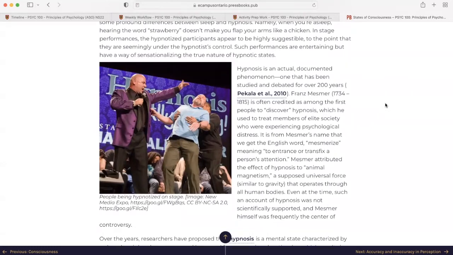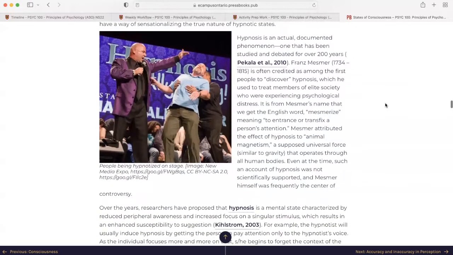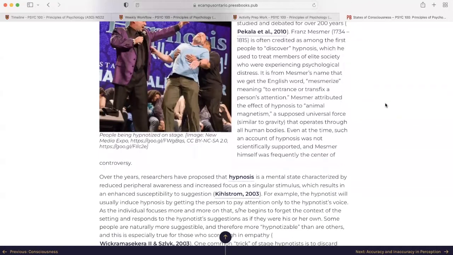Franz Mesmer is often credited as among the first people to discover hypnosis, which he used to treat members of elite society who were experiencing psychological distress. It is from Mesmer's name that we get the English word mesmerize, meaning to entrance or transfix a person's attention. Mesmer attributed the effect of hypnosis to animal magnetism, a supposed universal force similar to gravity that operates through all human bodies. Even at the time, such an account of hypnosis was not scientifically supported, and Mesmer himself was frequently the center of controversy.